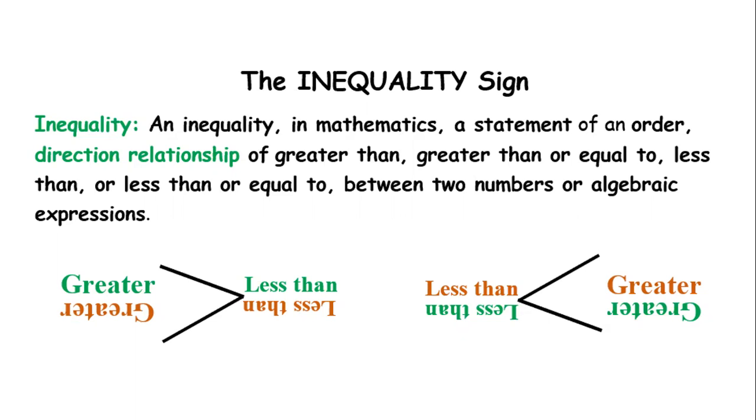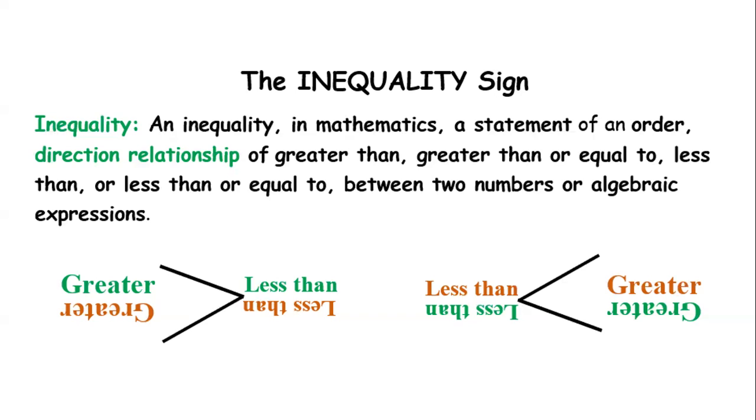Now, as you can see, it has an opening and it has a point. So the name for the opening is greater than, and the name for the point is less than. But the sign as a whole is called the inequality sign.